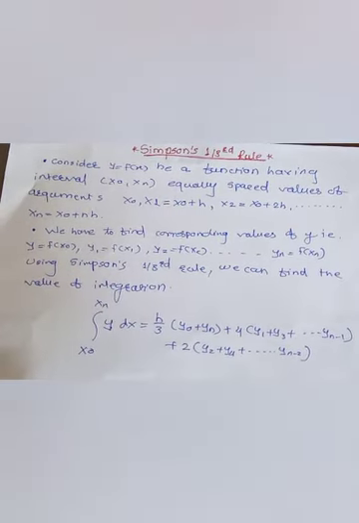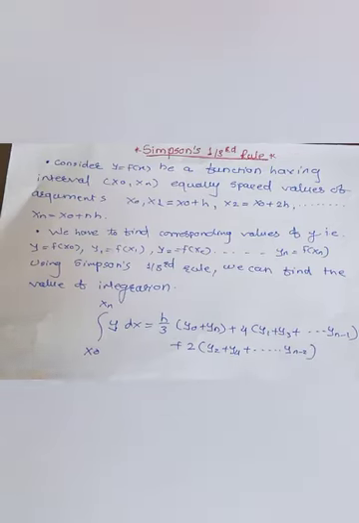So using Simpson's one-third rule, we can find the value of the integration, the integral from x0 to xn of y dx, is equal to h by 3 into bracket y0 plus yn. This is the first term, this is the last term, plus 4 into y1 plus y3 up to yn minus 1, the odd terms, plus 2 into bracket y2 plus y4 up to yn minus 2. Okay, so this is Simpson's one-third rule.